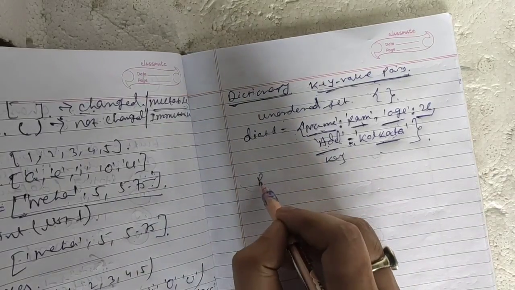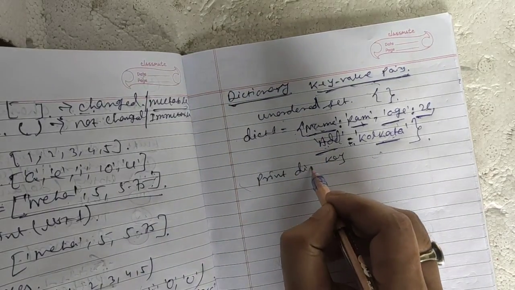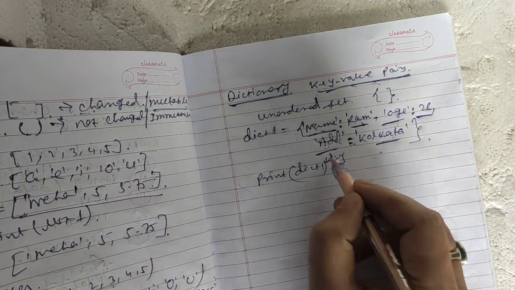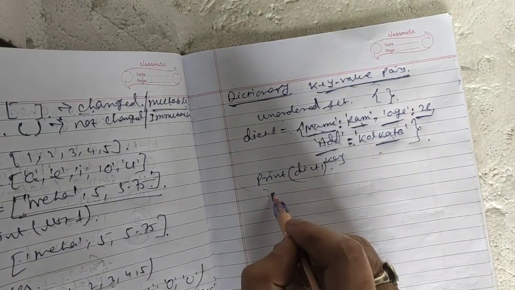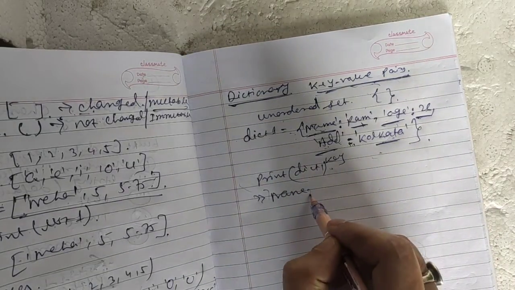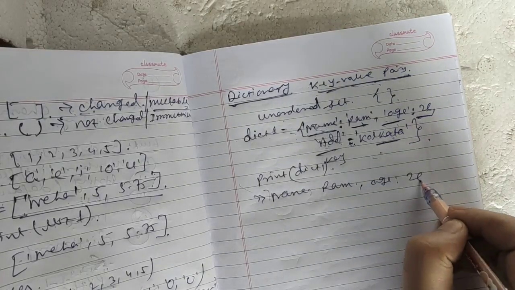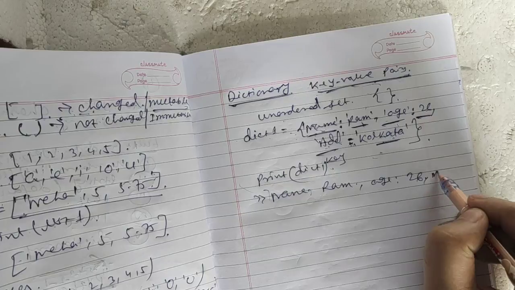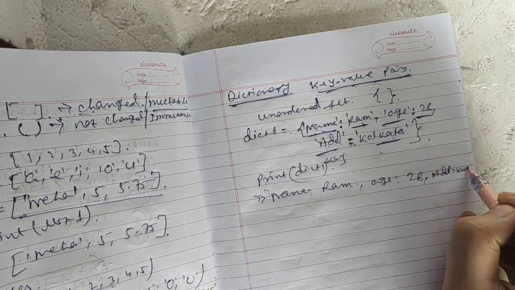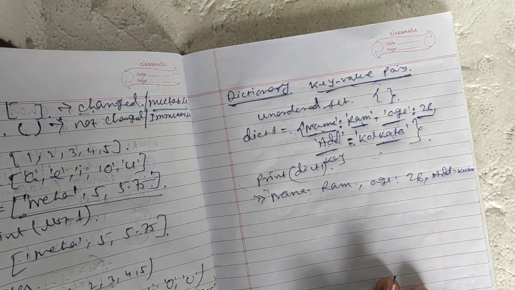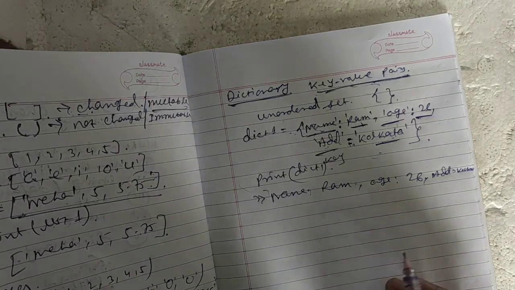So how can you access it? You just print DICT1, so it prints all the things. It will print name Ram, age 26, address Kolkata, in this way.